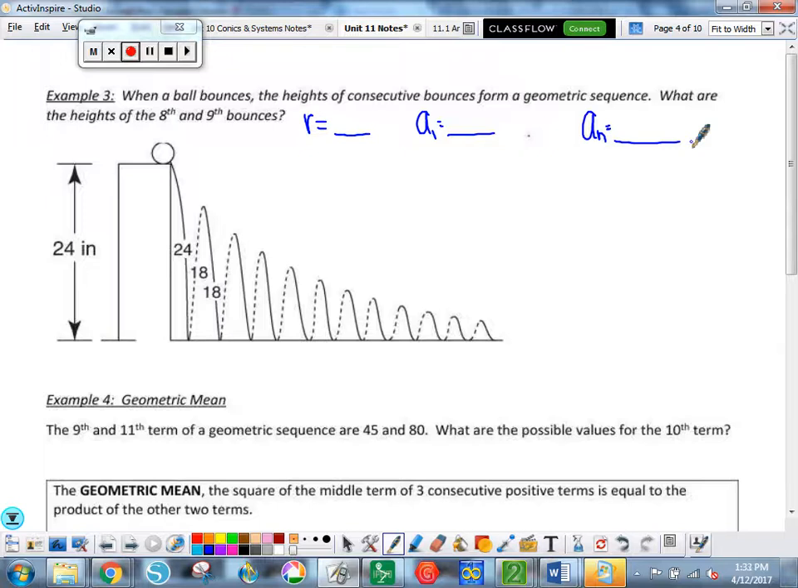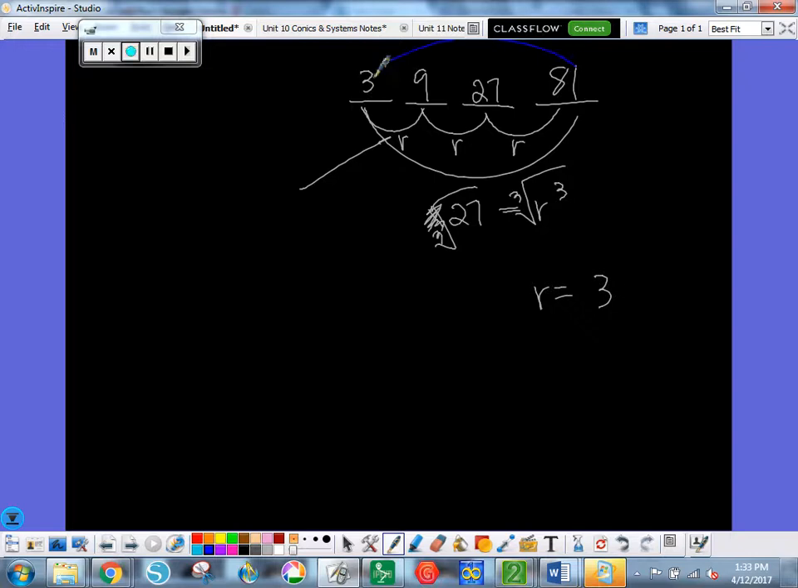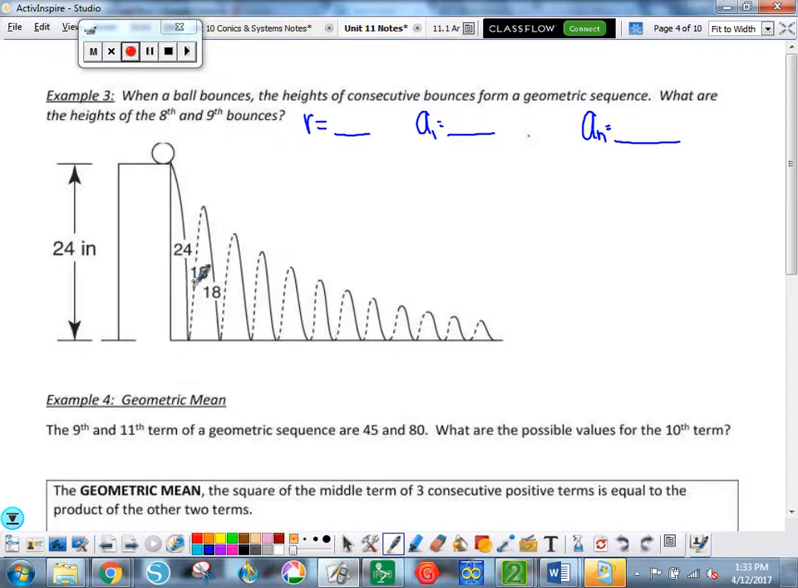Okay, so what's the common ratio? How would you figure it out? How did we figure out the ratio between the 3 and the 81? We divided, right? So if I wanted to find the common ratio between these, the ratio is 18 over 24. Which is what?